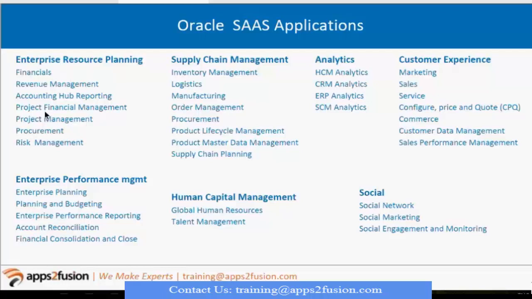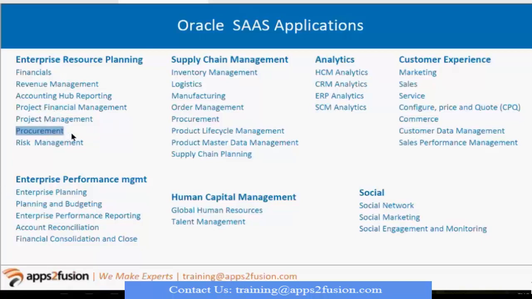Under ERP, then you have reporting, revenue management, accounting hub reporting, FAHRC, Fusion Accounting Hub Reporting Cloud, which can coexist with EBS R12, 12.1.3 onwards. Then you have a PPM module, so Project Financials Management and Project Management, known as PPM, Project Portfolio Management. So financials related like billing, contract, all those things, and project management where you have task management, project control, all those things. And then you have procurement.